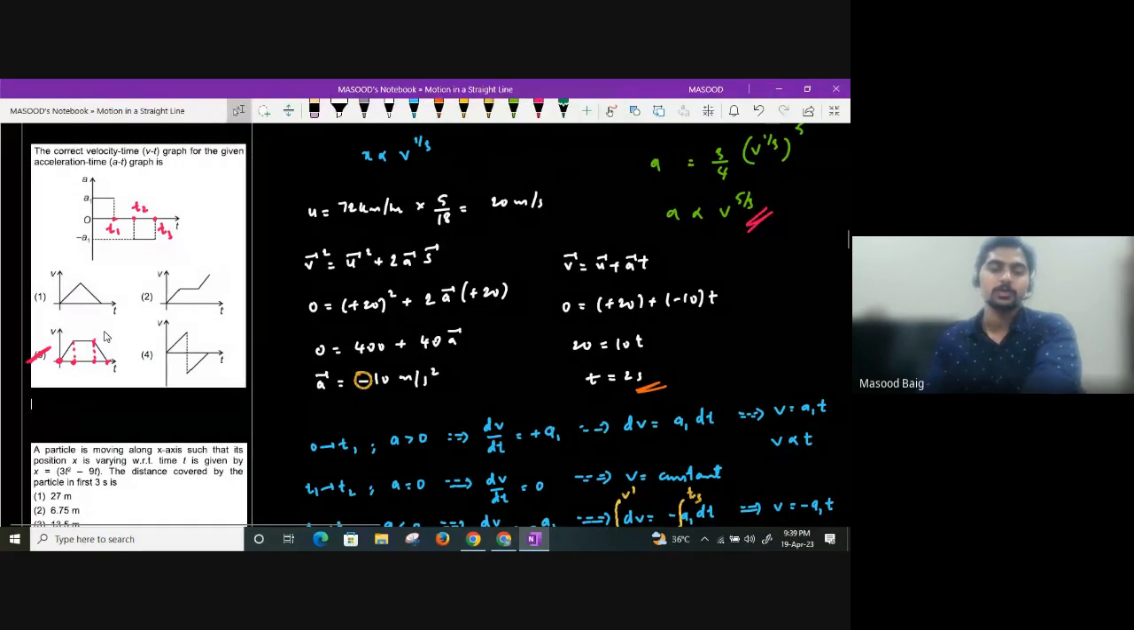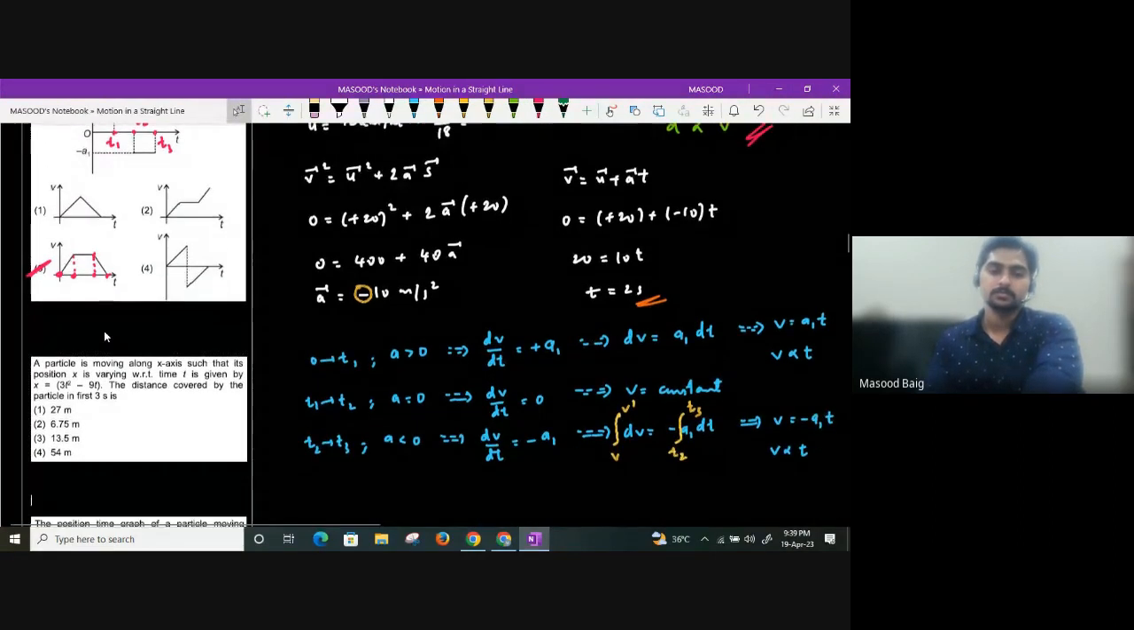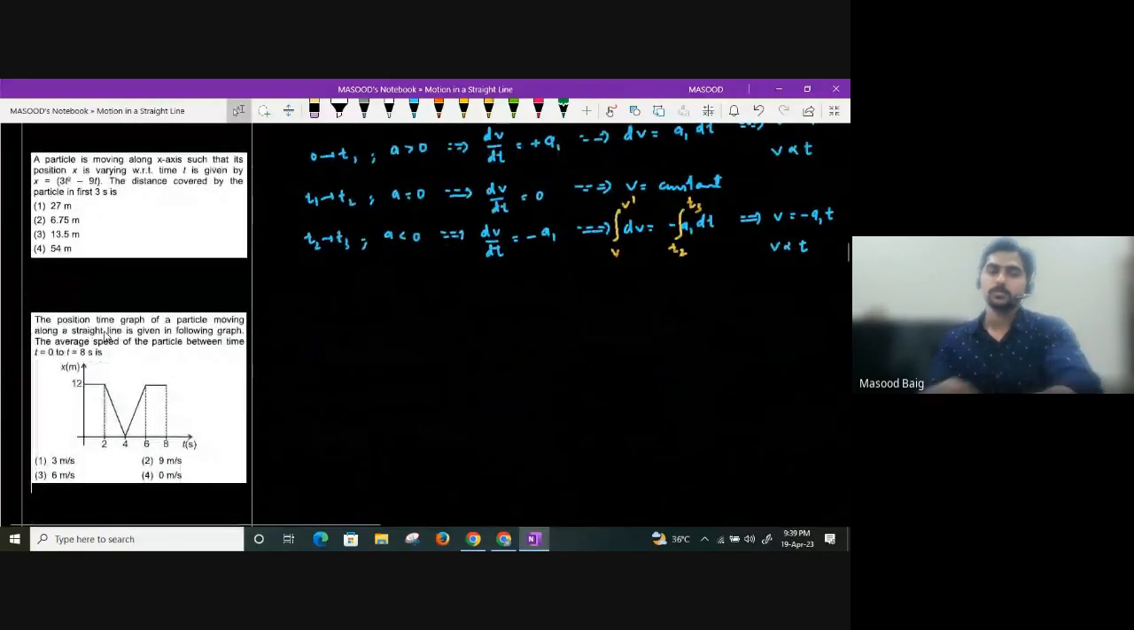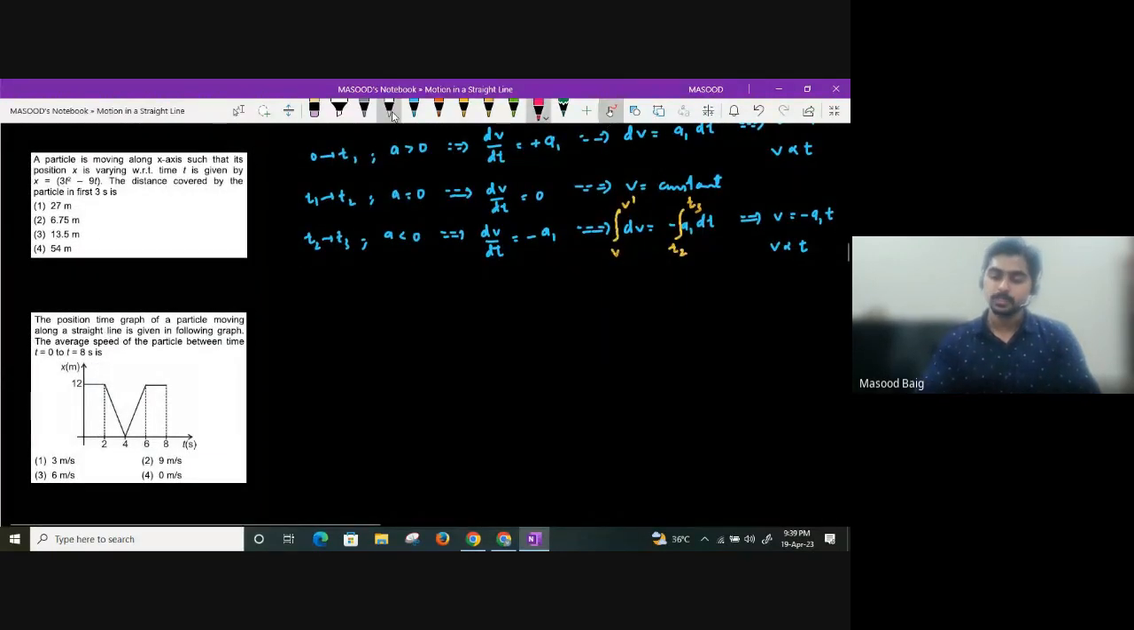You understood how to convert acceleration time into velocity time graph? I hope you have. Next case, now they're asking us to find distance covered in first 3 seconds, guys. Position is given, I want to find distance covered. So displacement calculation is easy. Distance calculation is difficult, guys.